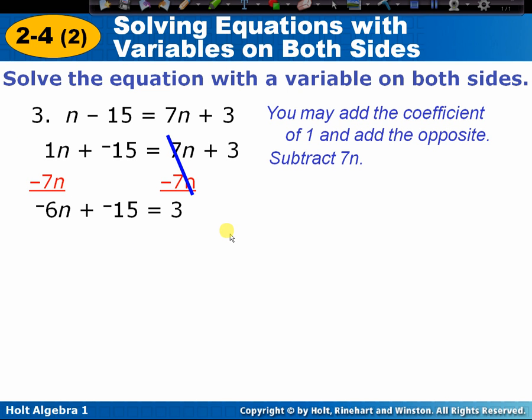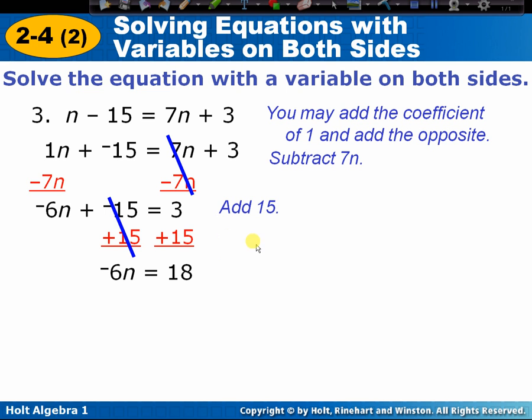The next thing is to add or subtract. Here, if we look to see what's being added or subtracted, negative 15 is being added. Since it's a negative 15, we're going to add 15 to both sides. So we get negative 6n equals 18.